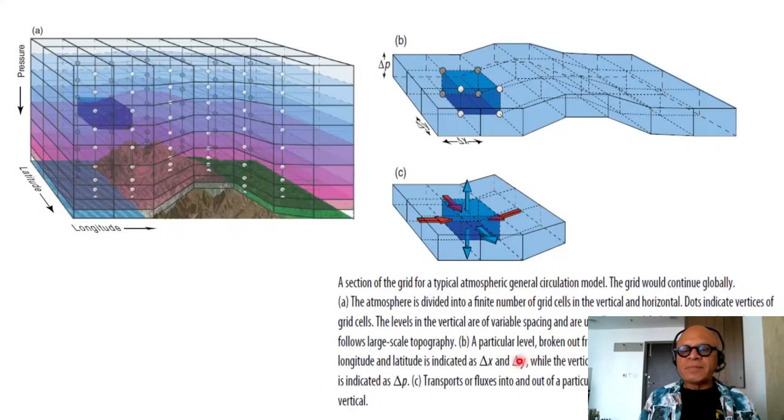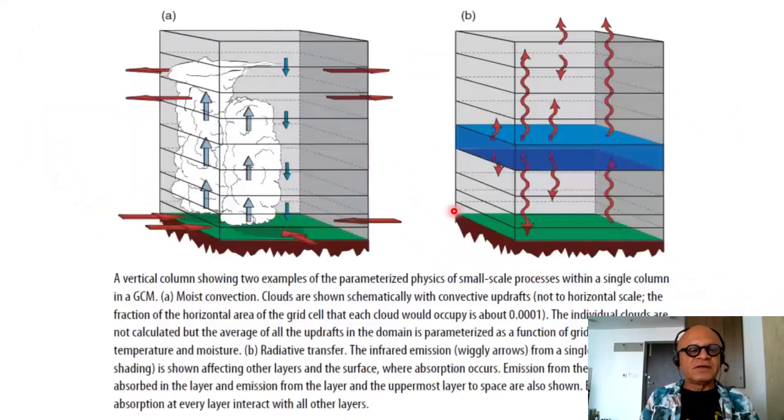A particular level is broken out in form A. Horizontal grid size corresponding to longitude and latitude is indicated by delta x and delta y, and delta p in the vertical, while without topography is delta p. Transports or fluxes go into and out of a particular grid cell in both horizontal and vertical. Again, just reminding ourselves of what we did.